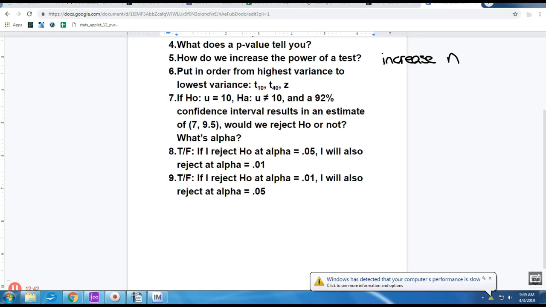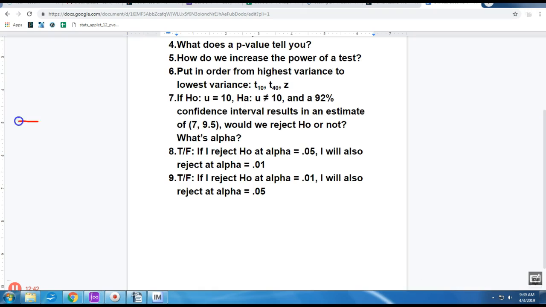Lowest to highest variance here. So we've talked about this before with T's and Z's. So Z is the perfect normal curve. Like if I could draw a perfect one, that's a normal curve, that's Z. We use that for proportions. For means, the bigger that our degrees of freedom are, so like here our degrees of freedom are 40, the closer we are to Z.